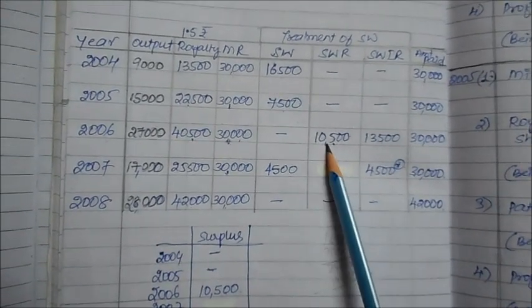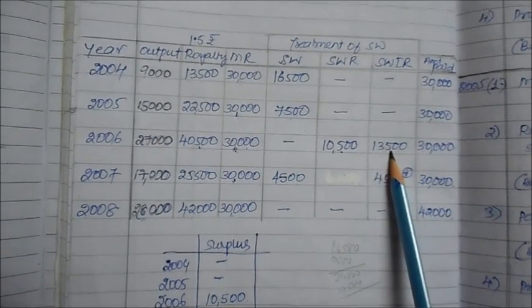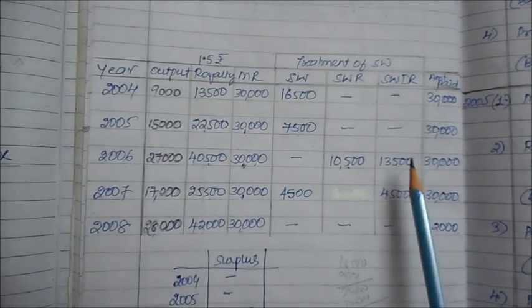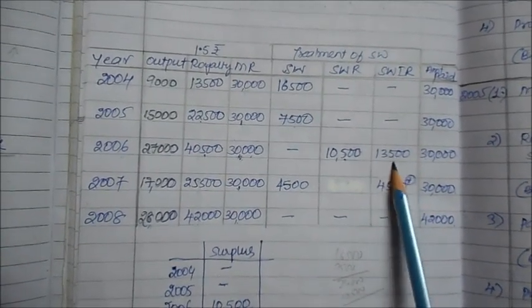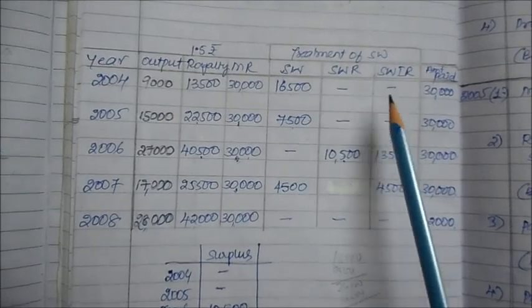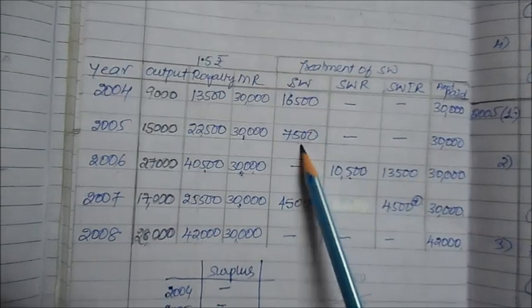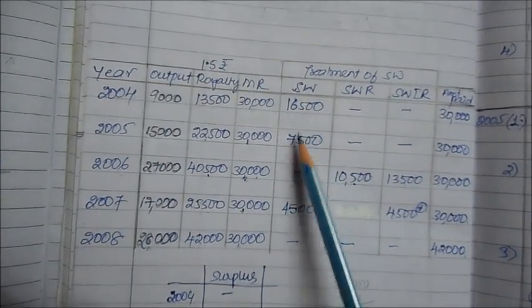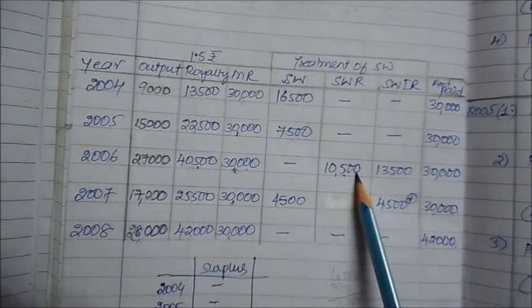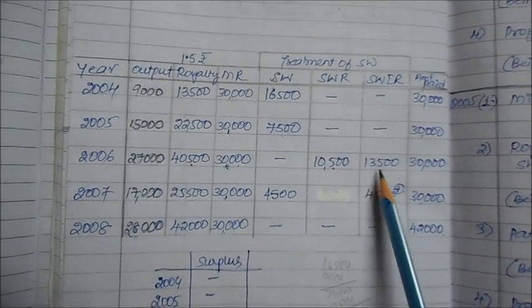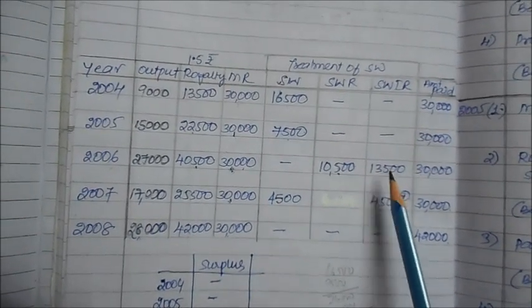Now how will you find short working irrecoverable? Be very careful. The question has very clearly told you that you can recover only in the first 3 years: first, second, third. So we combine both of these together, and subtract 10,500. Whatever we get, the remaining balance will be irrecoverable.